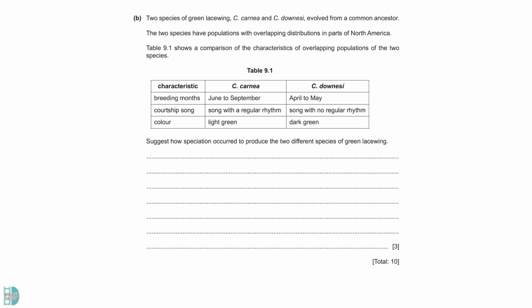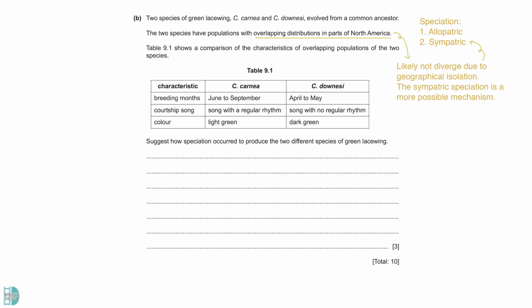B shows a comparison of the characteristics of 2 species of green lacewing that evolved from a common ancestor. You are asked to suggest how speciation occurred to produce the 2 different species. There are 2 types of speciation, allopatric and sympatric speciation. Since they show overlapping distributions, it is more likely that they do not diverge due to geographical isolation. So, sympatric speciation is a more possible mechanism.